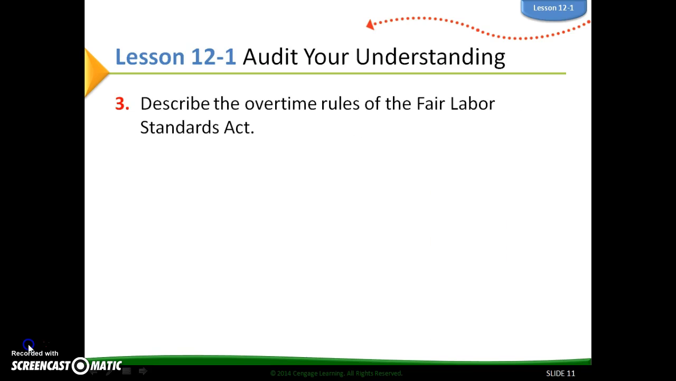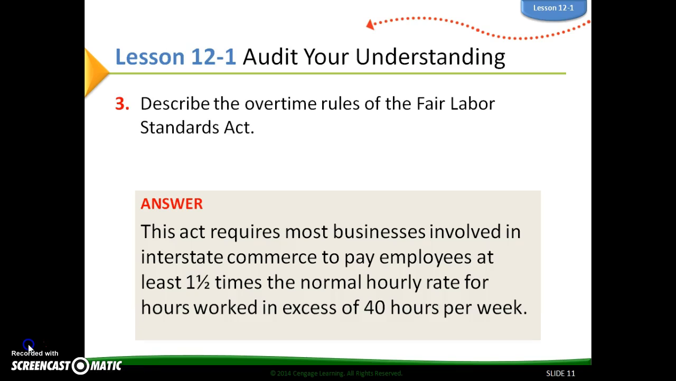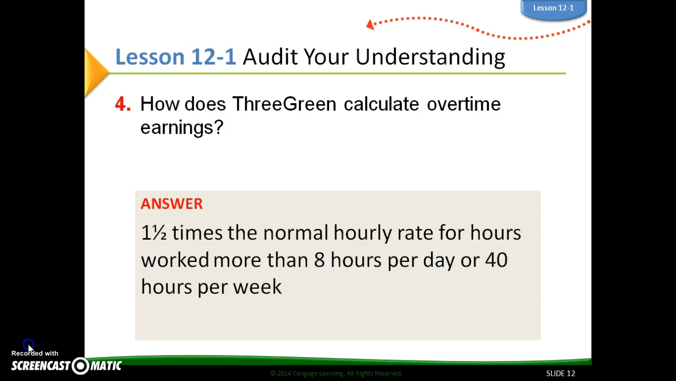Describe overtime rules of the Fair Labor Standards Act. This is the act that requires most businesses involved in interstate commerce to pay employees at least 1.5 times their normal hourly rate for hours worked in excess of 40. Again, 3 green pays 1.5 times the normal hourly rate for more than 8 hours per day or 40 hours per week. So they're using 2, and they're being more generous than the federal law requires them to be.